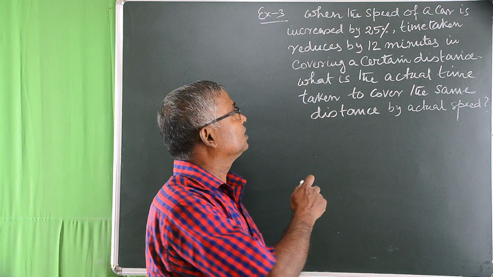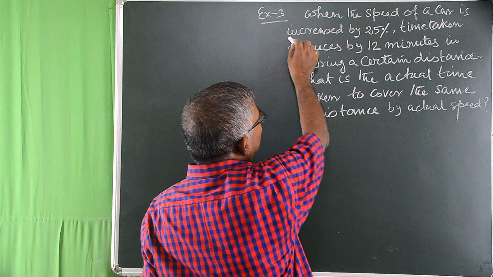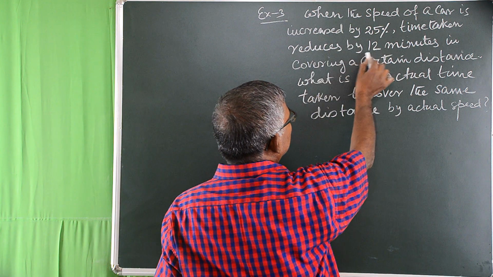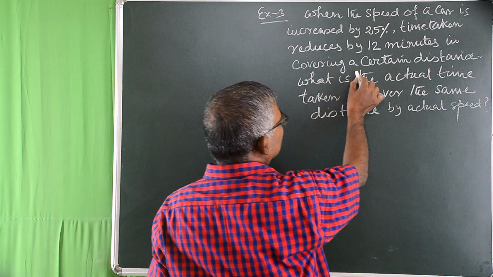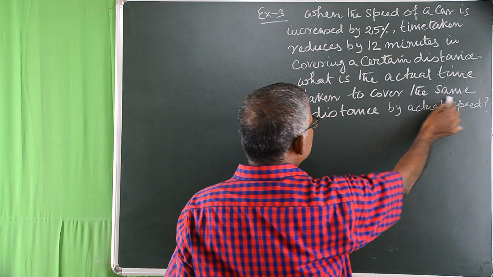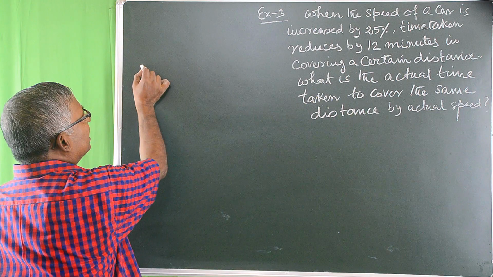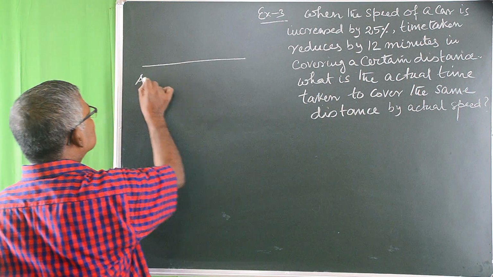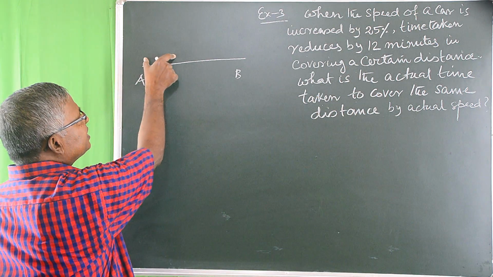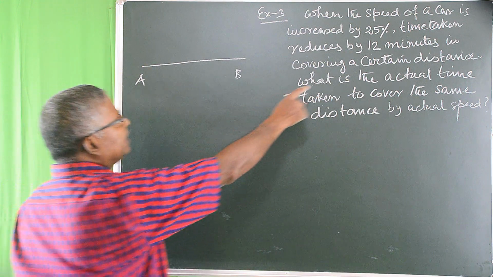Students, let us consider the third problem. When the speed of a car is increased by 25%, time taken reduces by 12 minutes in covering a certain distance. What is the actual time taken to cover the same distance by actual speed? Students, suppose a car is traveled from A to B and when the speed is increased by 25%, it reduces the time by 12 minutes.